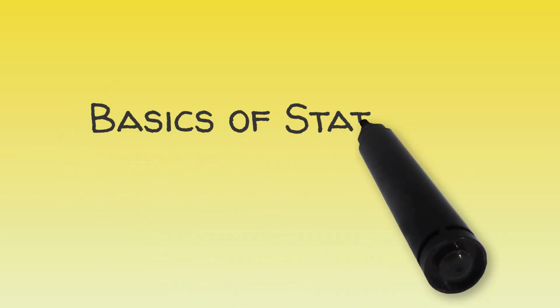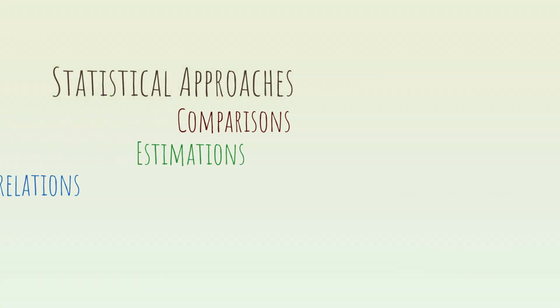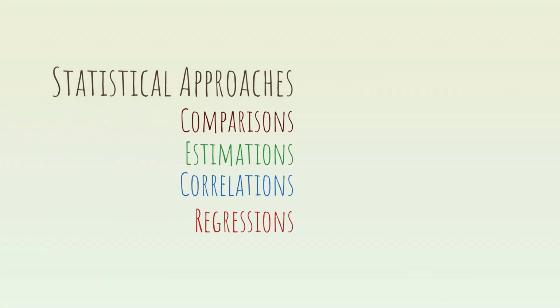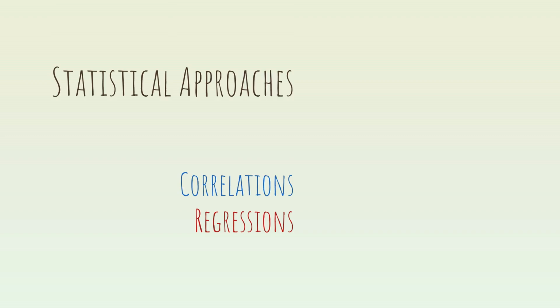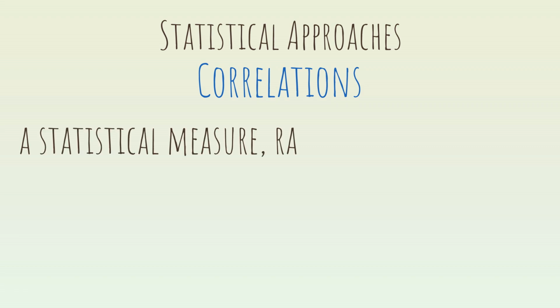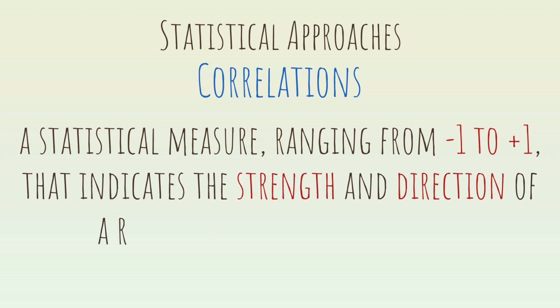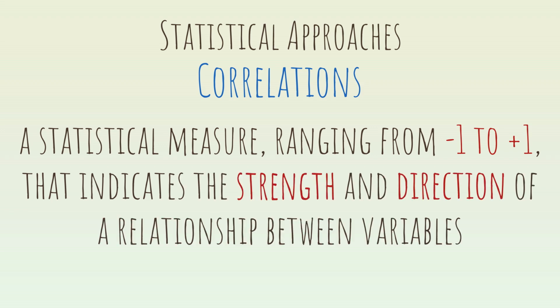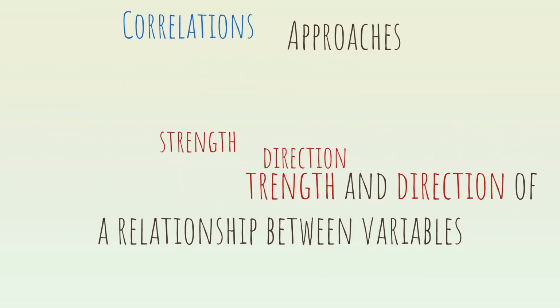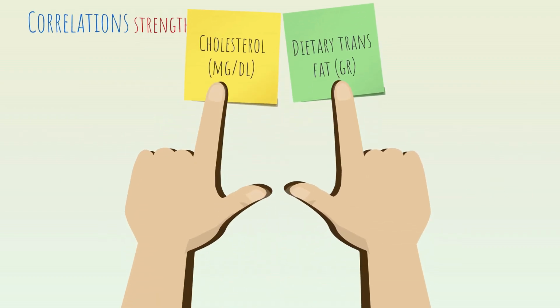Basics of Statistics. Part 7. Of the four statistical approaches, we have already covered comparisons and risk estimations. In this lecture, we will shift our focus to correlations. Correlation is a statistical measure, ranging from -1 to +1, that indicates the strength and direction of a relationship between variables. Let's begin by examining the correlation between two continuous variables.